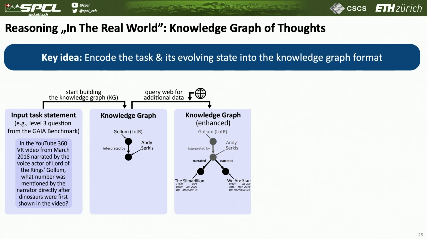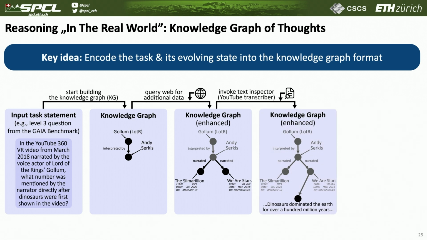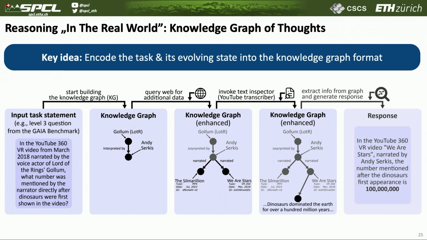And we continue this process with different tools, right? So we have this tool set. In that case, it was the web search. We can also use, for example, the text inspector, because now we actually want to get this information from this video. So we are running some YouTube transcriber, another node that we are inserting. And we repeat this process iteratively until we have enough information in the knowledge graph to make the LLM give us the answer. In that case, we solved this task successfully, and the answer is some number that you can get from that graph.